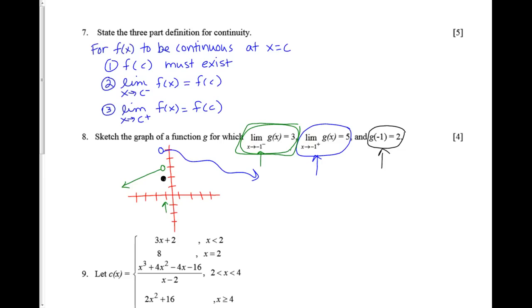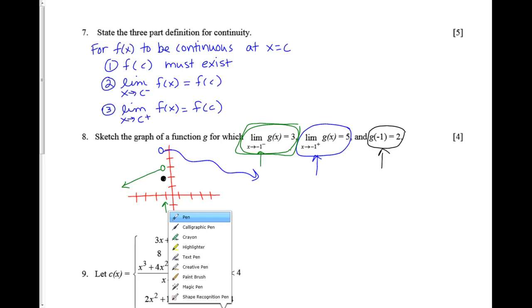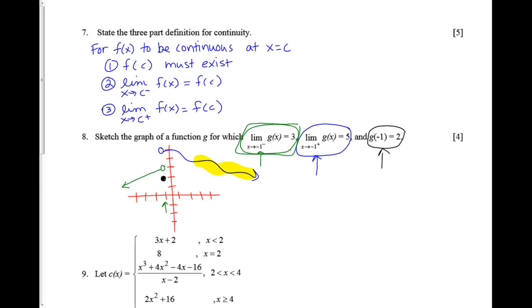So what's happening over here on the right side? Let me get my highlighter. This could be any shape. This over here could be any shape. They have to have the two open circles on the top two pieces, and you have to have the solid dot at g of -1 equaling 2. But as far as the shape of the curves, they could be anything so long as they go towards the road value at that limit.